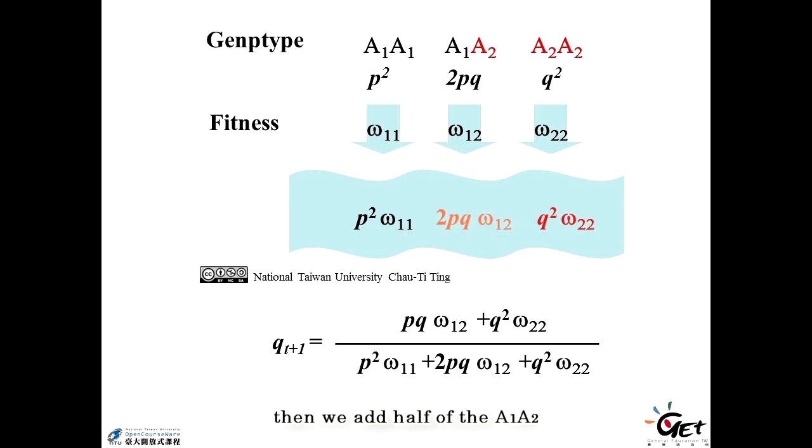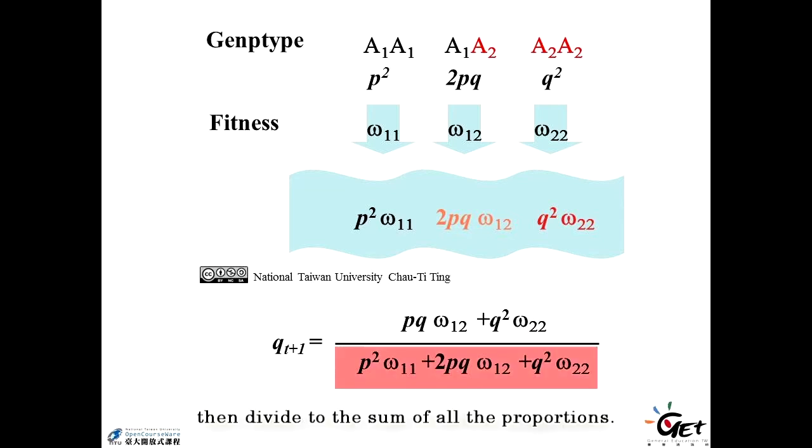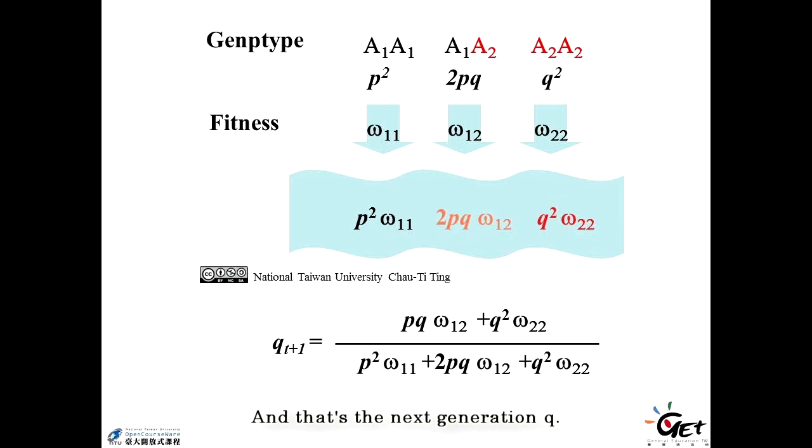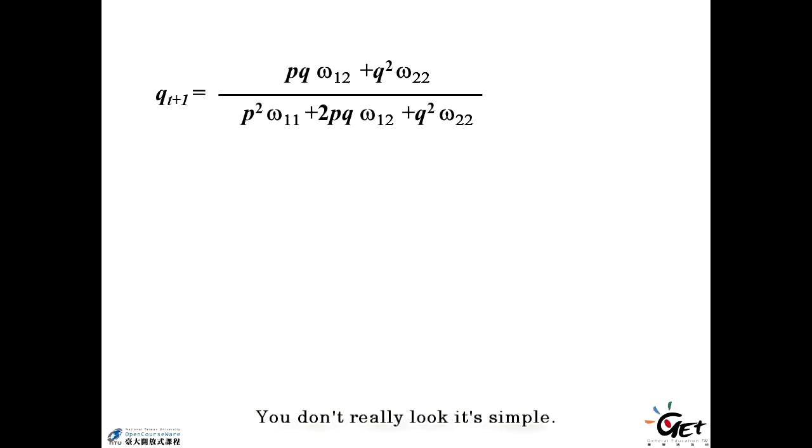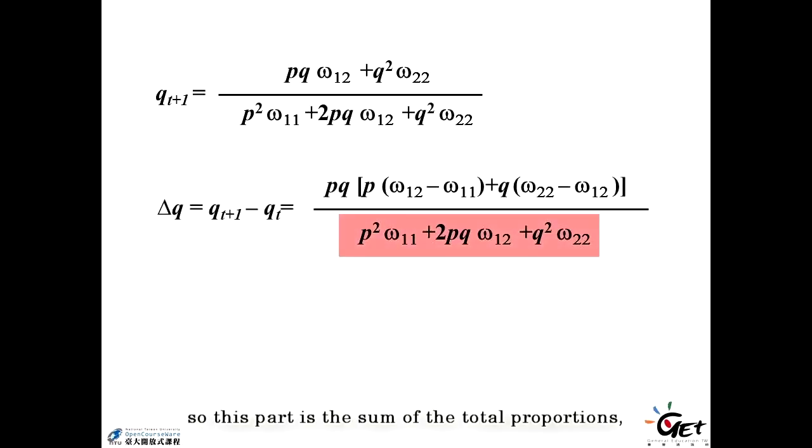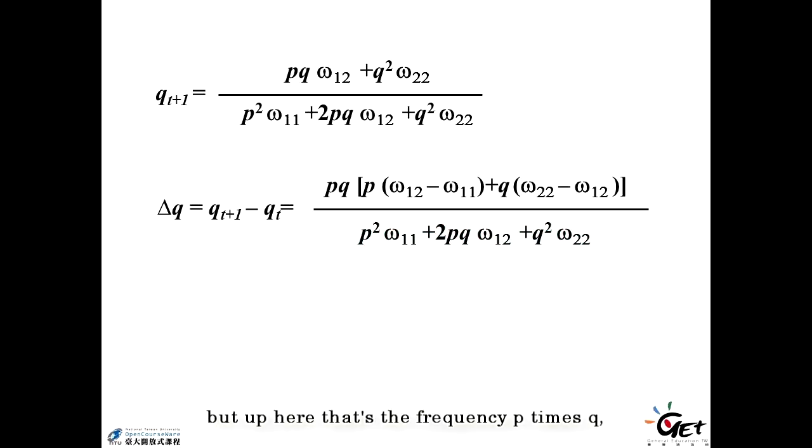So here we are calculating the frequency of A2 after selection, that's Q_t+1. We add half of the A1A2 plus the proportion of A2A2 after selection, then divide by the sum of all the proportions, and that's the next generation Q. This calculation is simplified, but you don't really see it looking this simple. This part is the sum of the total proportions, but up here, that's the frequency P times Q, and the later part is easier to remember.